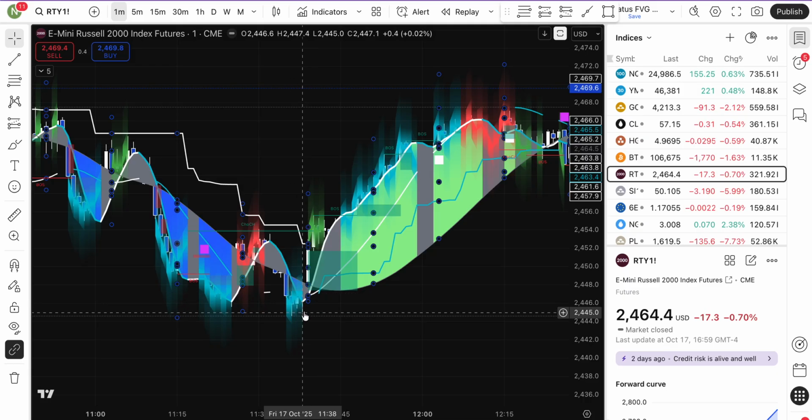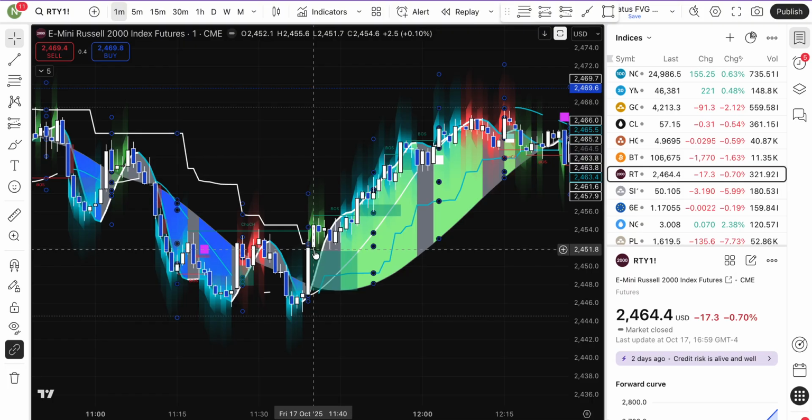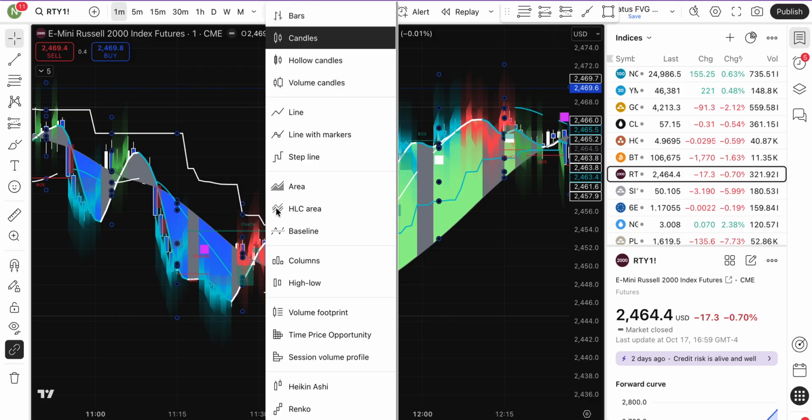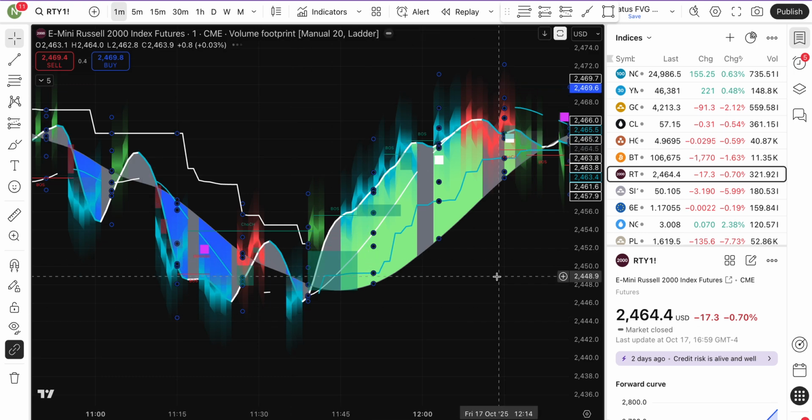First candle, second candle, big move away. Third candle, that wick, the space between this wick and this wick is a fair value gap. A fair value gap really is just price delivery imbalance. And if those words mean nothing to you, I'm going to show you a volume footprint chart.